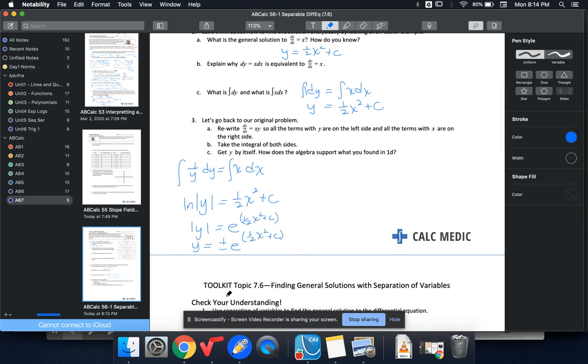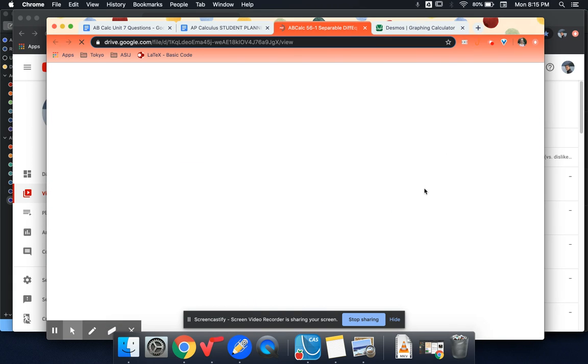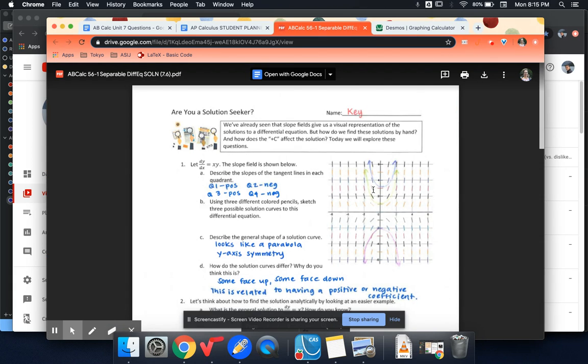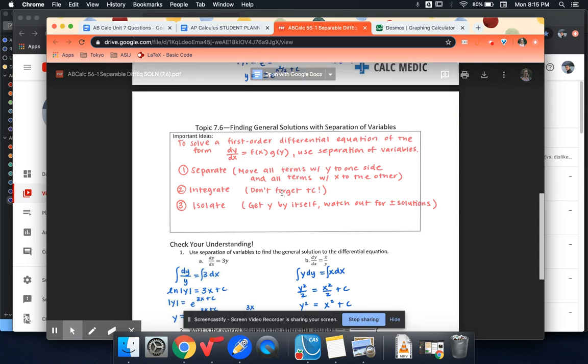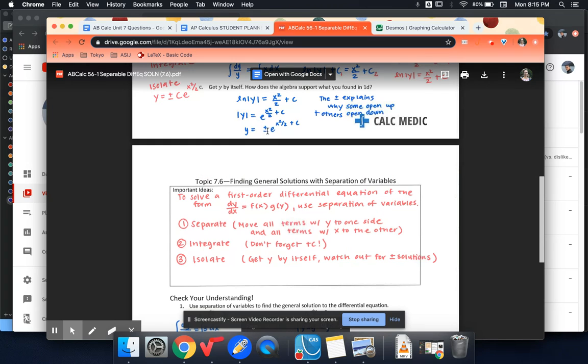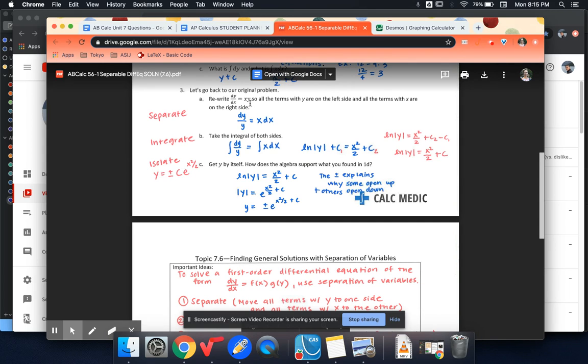So when we're going to toolkit this, we want to think about isolating x and y on opposite sides of the expression. So we're going to isolate our x and y, and then we're going to integrate, put a plus c on one side, and then get y by itself, thinking about whether you need to do a plus or minus. So here, plus or minus was allowed because there was no restriction originally on my y.